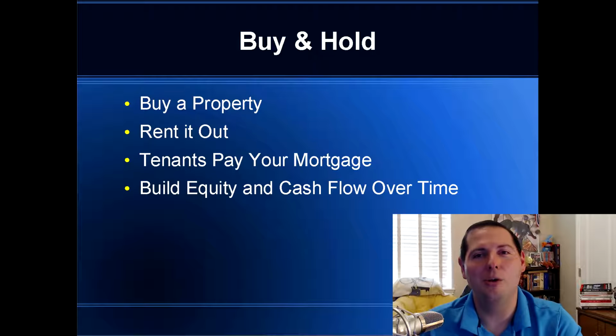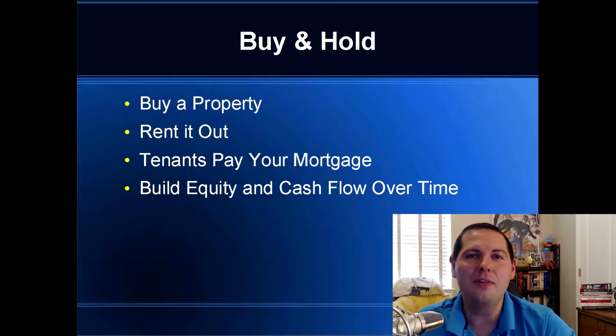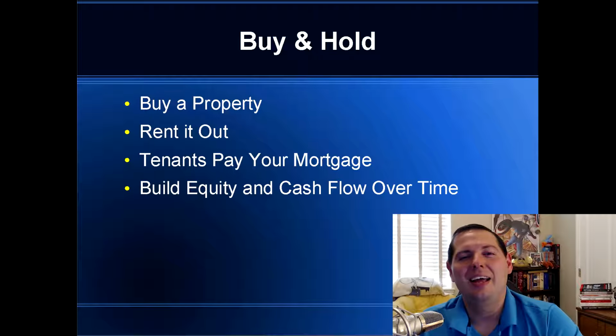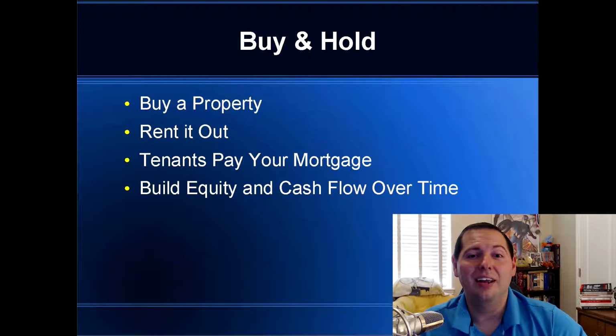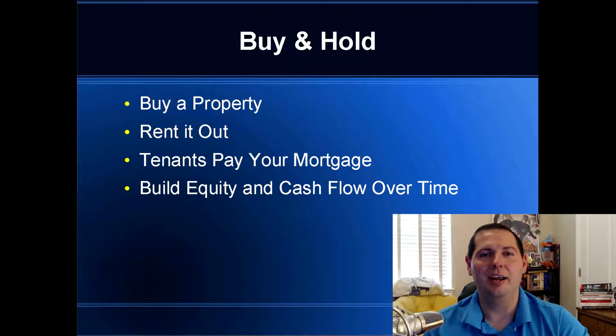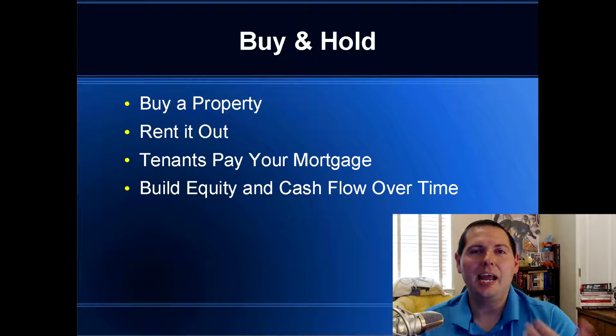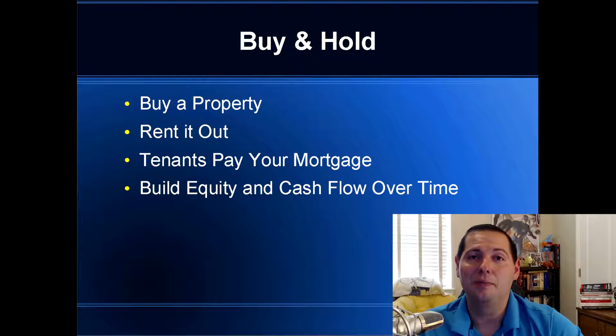Starting with buy and hold. So the basic idea is you buy the property, you rent it out, and the tenants pay your mortgage. And you build equity and cash flow over time. So what does that look like? So say I buy a property and it costs me $70,000. I put a down payment down and I rent it out.